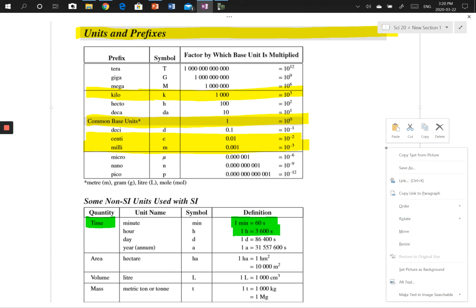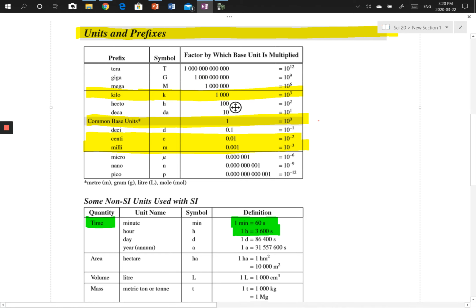So first thing we're going to do is look here at the common base units. Our base unit is going to be, let's say, meters. So let's say we have meters. 1,000 of that base unit are going to get the prefix K for kilo. You're going to get kilometers. 1/100th of a meter is a centimeter, and 1/1000th of a meter is a millimeter.